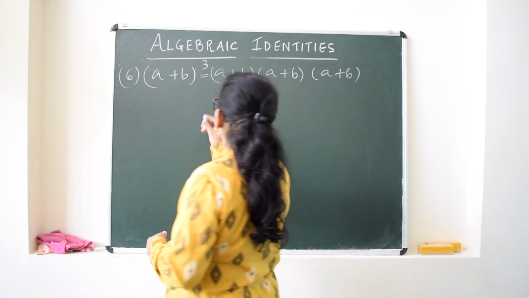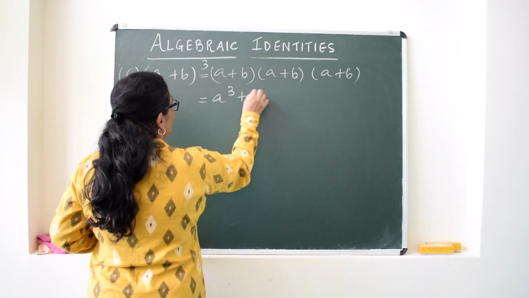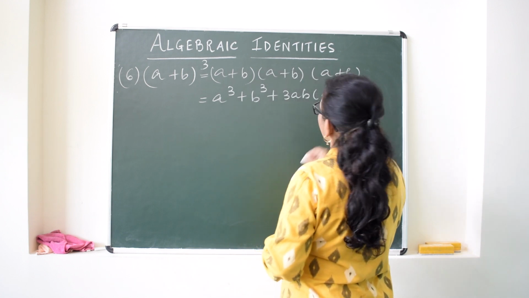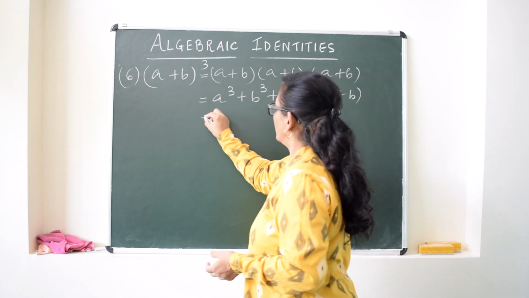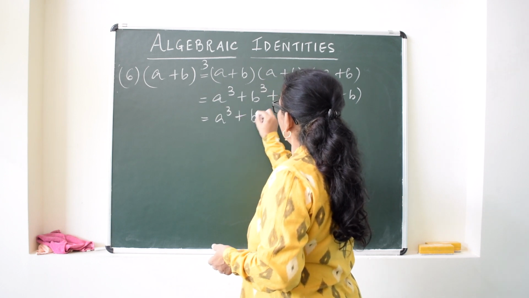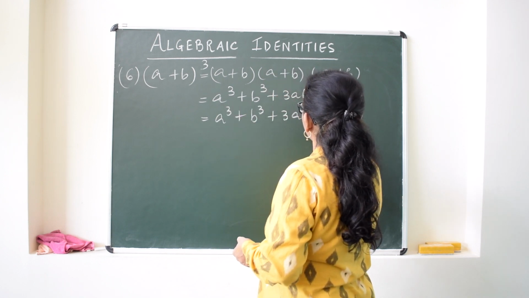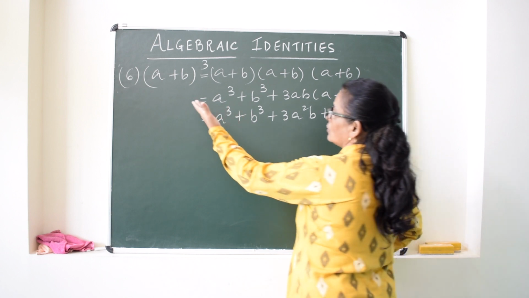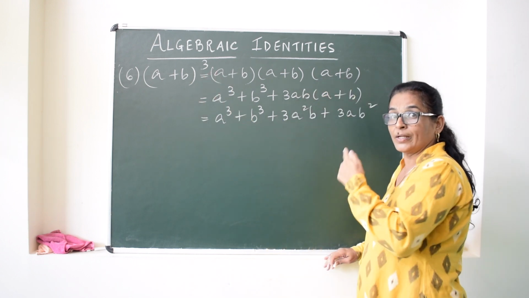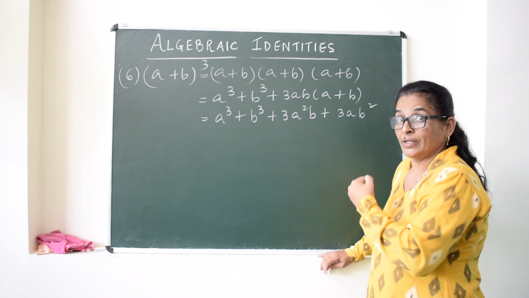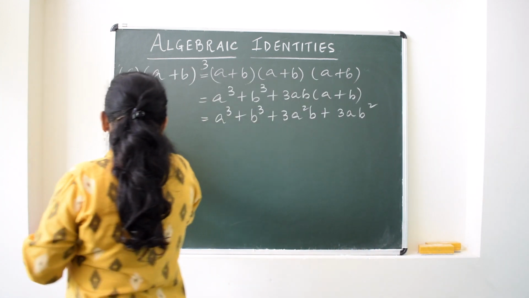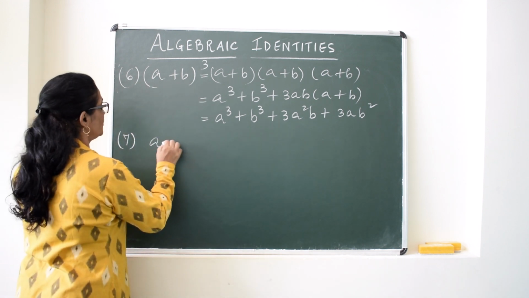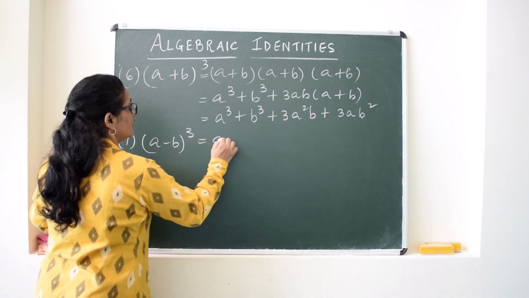And the expansion is a cube plus b cube plus 3ab into (a plus b), or further if we write it, it is a cube plus b cube plus 3a square b plus 3ab square. So the expansion of (a plus b) the whole cube is a cube plus b cube plus 3a square b plus 3ab square.